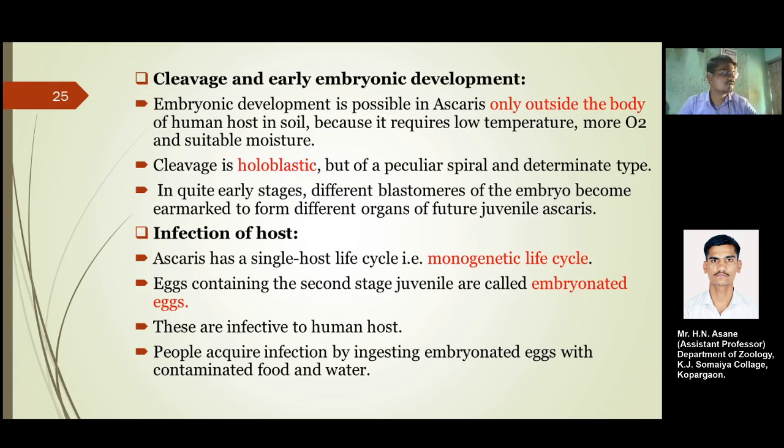these embryos get ingested by the host, and there will be cleavage, and that cleavage of this particular embryonic development will be holoblastic cleavage. Okay, and it is the spiral and determinate type of holoblastic cleavage. Okay, so in quite early stages, the different blastomeres of the embryo become marked.